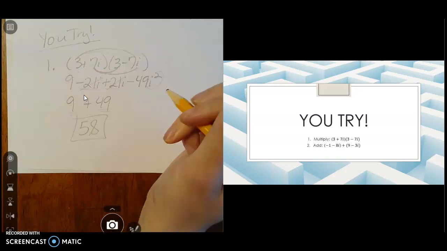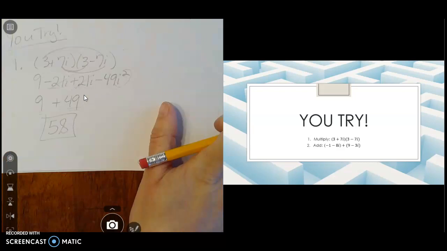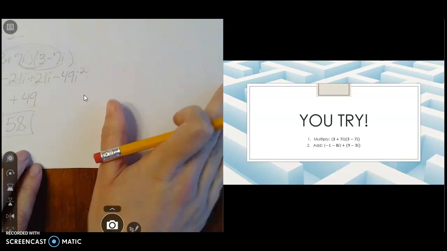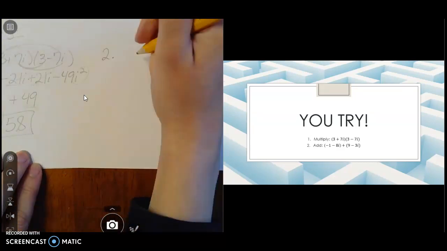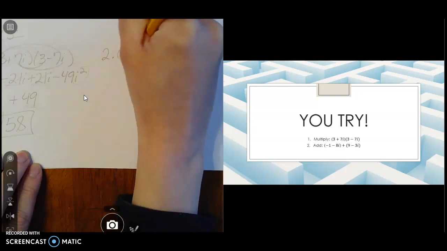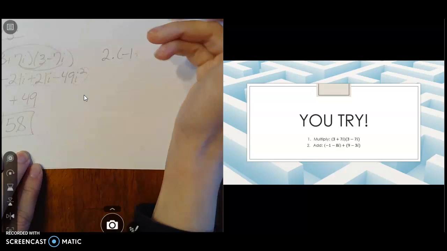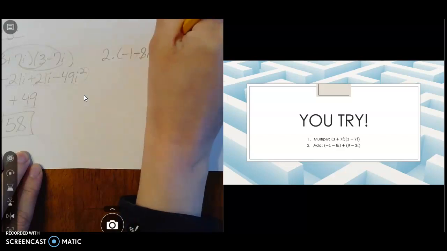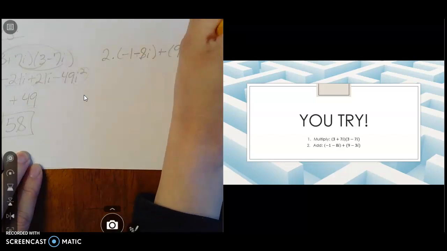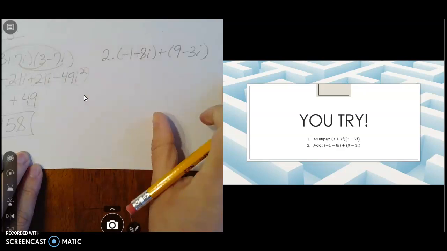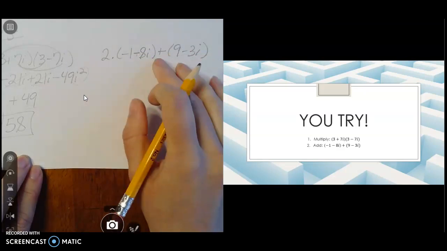Okay. The second one I had you all do was an adding problem. And so I had you add negative 1 minus 8i plus 9 minus 3i. Okay? So if you want, you can get rid of the parentheses, and we're just going to be adding.